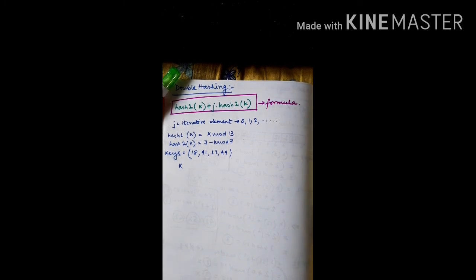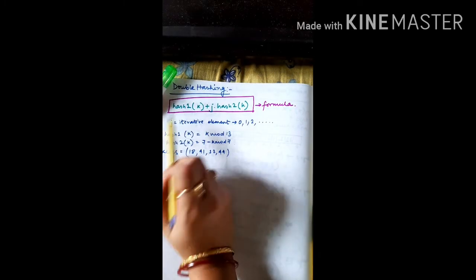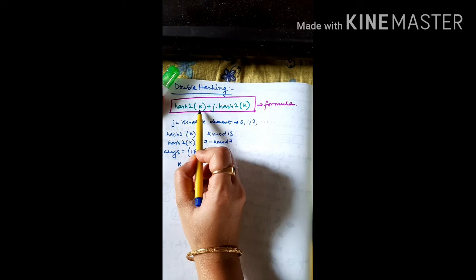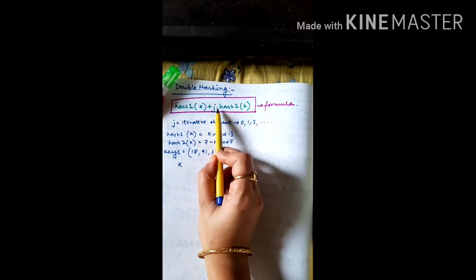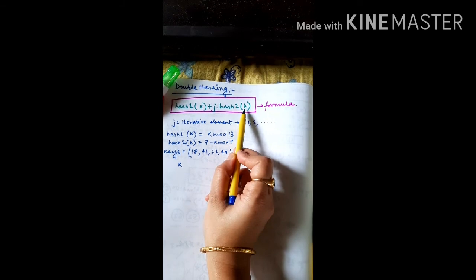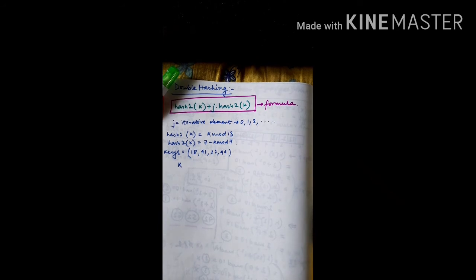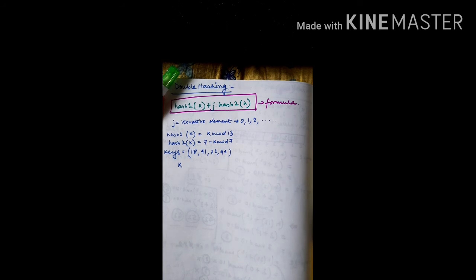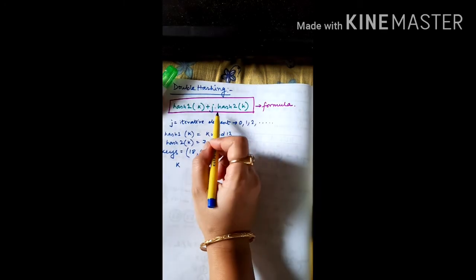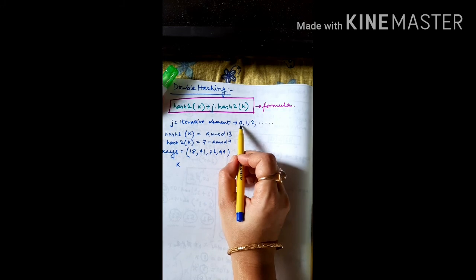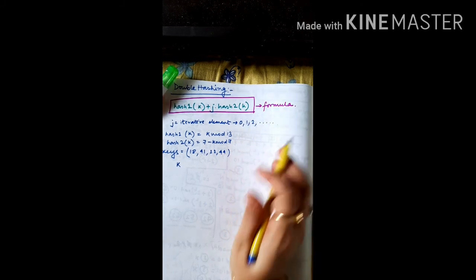So in double hashing, we used the concept of two hash functions. First we used hash function 1 on our key, and with that we added j multiplied by hash function 2 on our key. Now this j is an iterative element, just like i, which we used in our previous two methods. The value of j will start from 0, then it will be incremented to 1, 2, 3, 4 and so on.